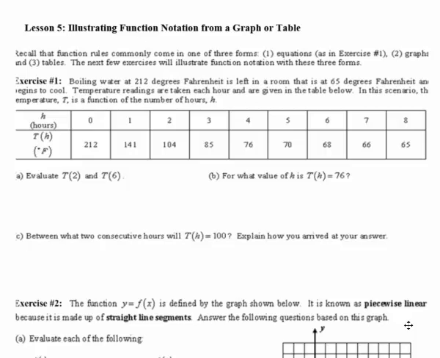All right, ladies and gentlemen, so today we're going to be looking at function notation in a graph or a table. So we did function notation in equation form, and now we're going to be taking a look at it in a table. So here we're talking about boiling water at 212 degrees Fahrenheit that is left in a room that is at 65 degrees Fahrenheit and begins to cool. Temperature readings are taken each hour and given in the table below.